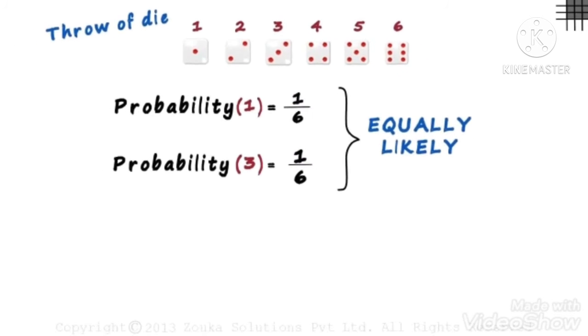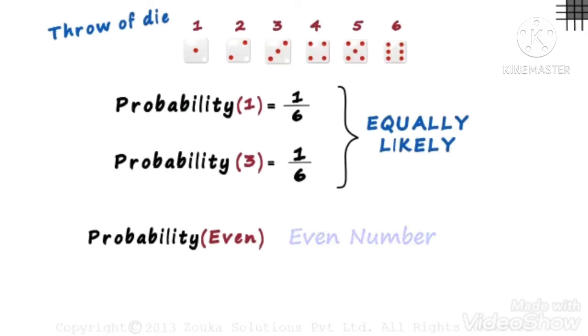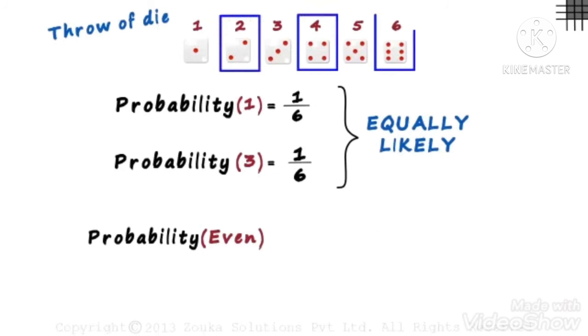Let's zoom out a bit to see the next question. What would be the probability of getting an even number at the throw of a dice? Now it gets interesting. We have to look at all possibilities in which we can get an even number. There are 3 ways in which we can get an even number. We may get a 2 or 4 or 6.